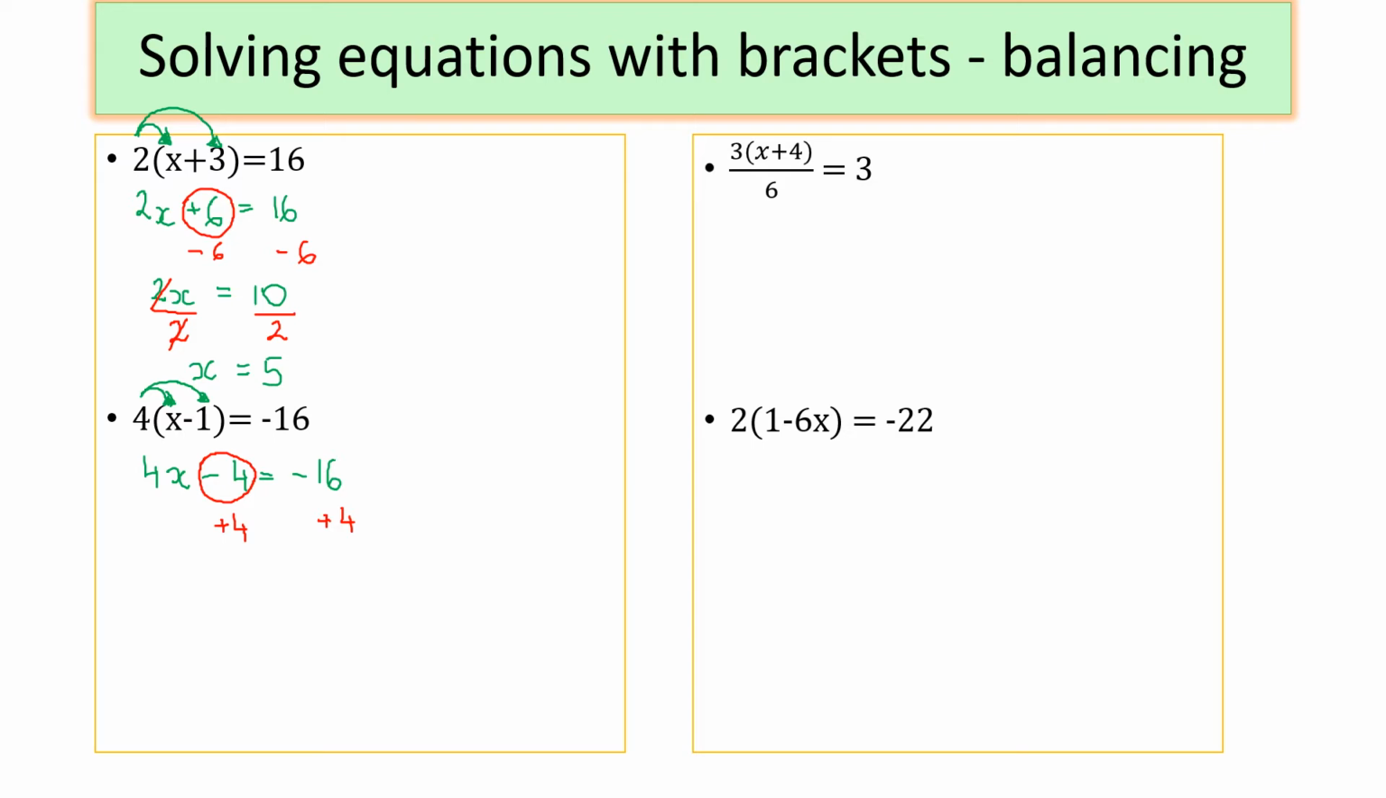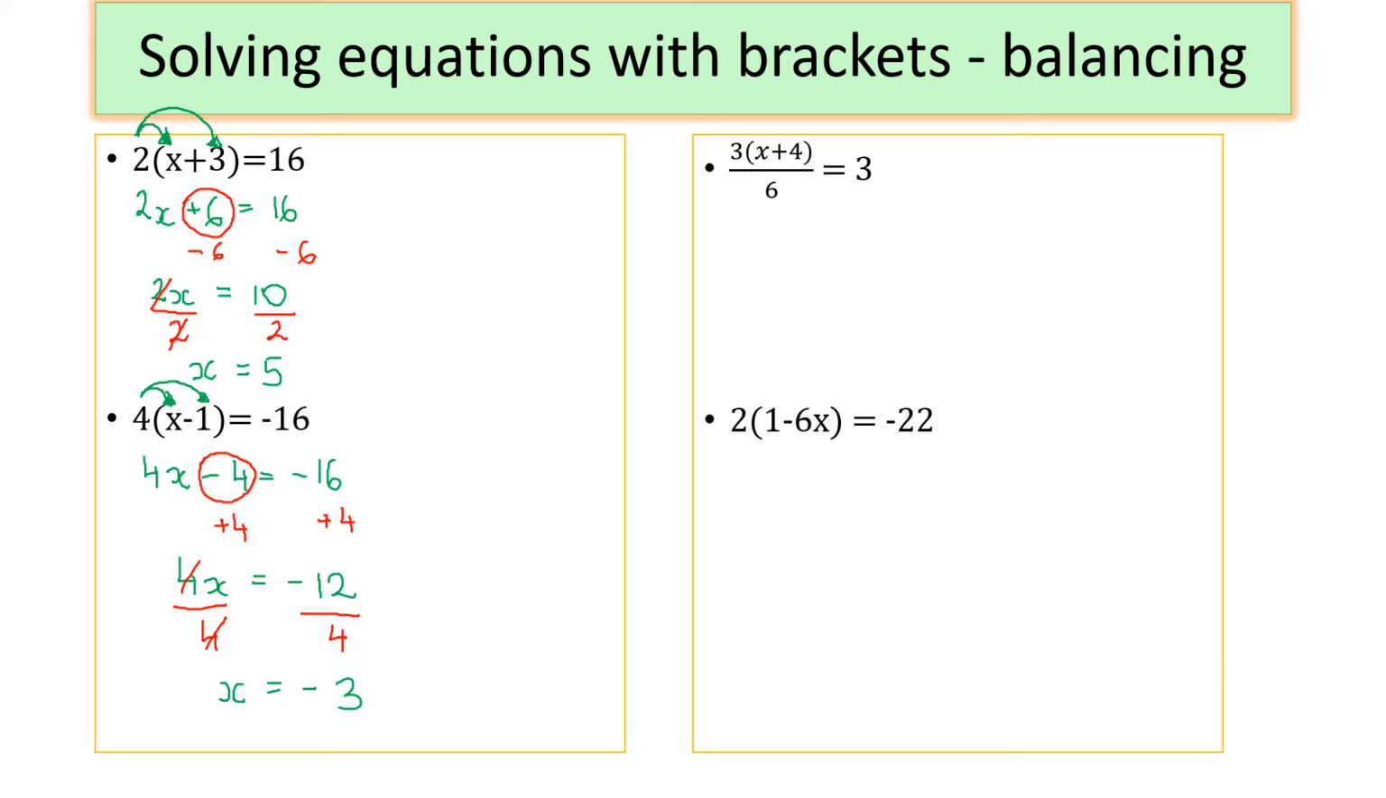Now I've got 4x equals negative 12. 4x means 4 times x, so the opposite of multiplying is dividing. So I divide both sides by 4. The 4's cancel. I've got only x left, and x is equal to negative 3.